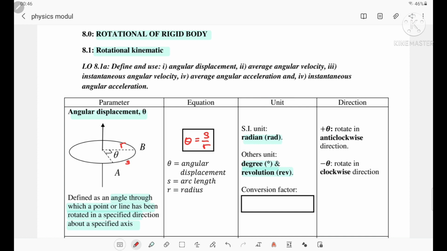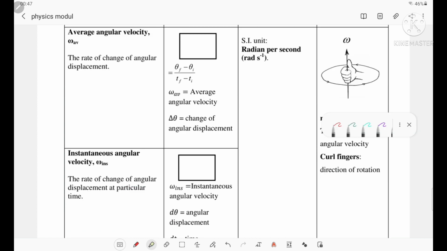We need to know also the conversion factor. One revolution is equal to 2 pi radian and equal to 360 degree. The direction of the angular displacement theta is positive if it rotates in the anti-clockwise direction, and the sign is negative if it rotates in the clockwise direction.